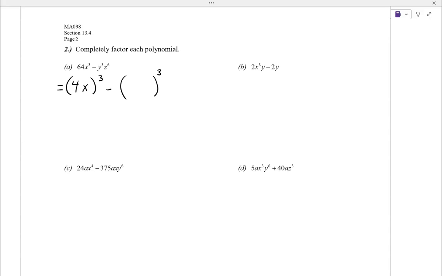The second part, well, certainly we cube y to get y cubed. What do you have to cube to get z to the 6th? Z. So let's think about it. I need z to the something times z to the something times z to the something to give me z to the 6th, right? What do we do with the exponents again in this situation? We add them, right? So what do you have to add to itself 3 times to give you 6? 2, right? That would be z squared. So it's z squared cubed is what we need.